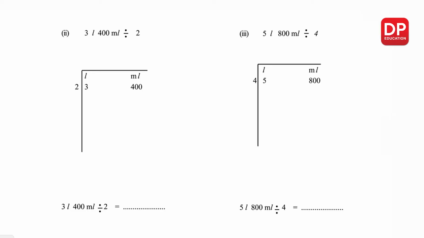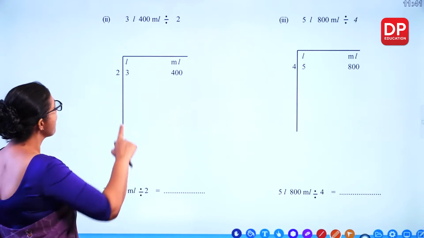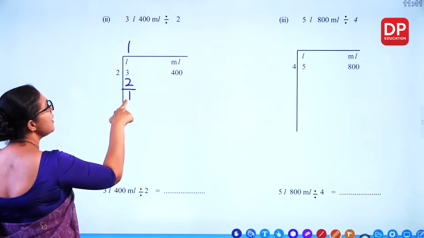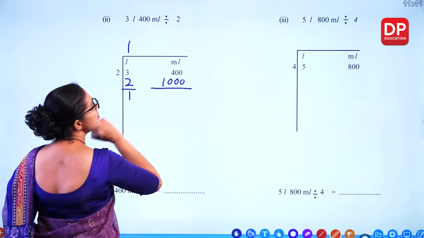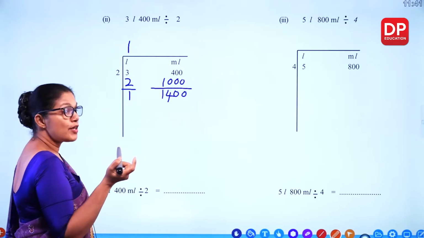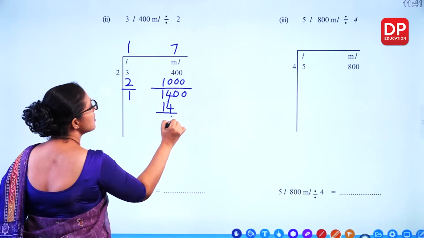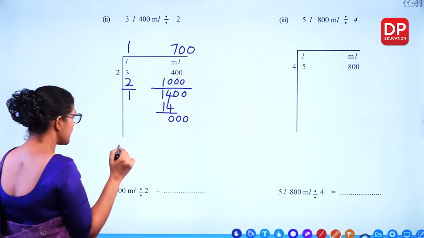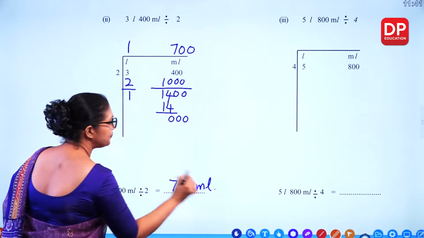Look at these long divisions. Divide by 2 first. 3. So 2 times 1, 2. 1 remaining. 1 liter remaining means when you take it to milliliters, that's 1000. So add 1000 there. 1400. Now divide by 2. 2 times 7, 14. So you need to put 2 zeros there. 1, 2. So what's the answer? 700 milliliters.